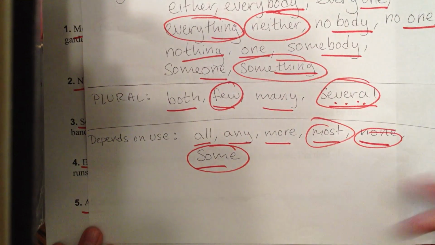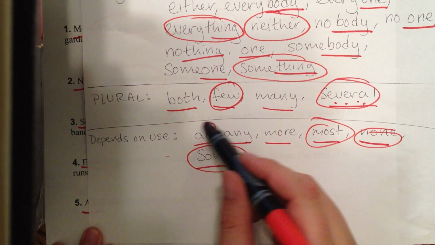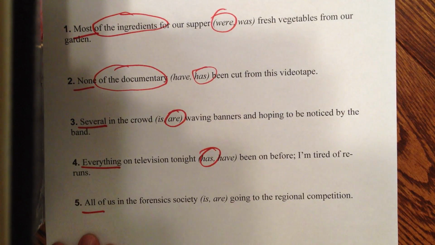And then we have the word all. All is on the depends on use list. It's right here, all. So in the depends on use ones, we have to look at what's after it. All of what? All of us. Us is plural. That's more than one person, place, or thing. So all of us in the forensic society are going. No S because it's plural.